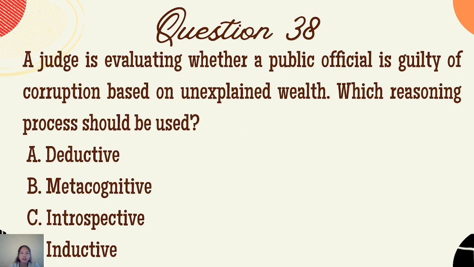Now let's proceed to question number 38. A judge is evaluating whether a public official is guilty of corruption based on unexplained wealth. Which reasoning process should be used? The correct answer is letter D, inductive reasoning. So inductive reasoning involves drawing a general conclusion from specific pieces of evidence or observations.